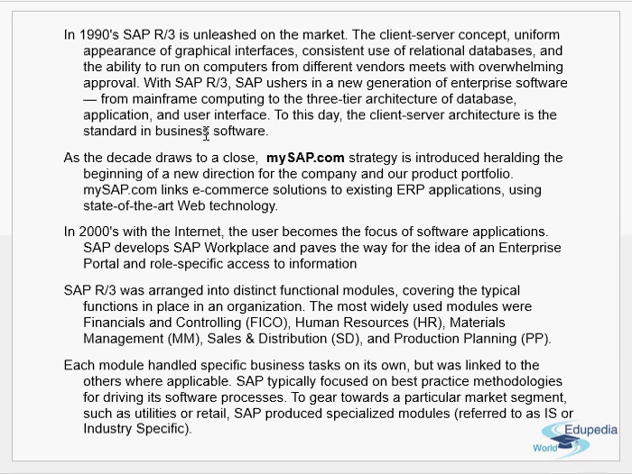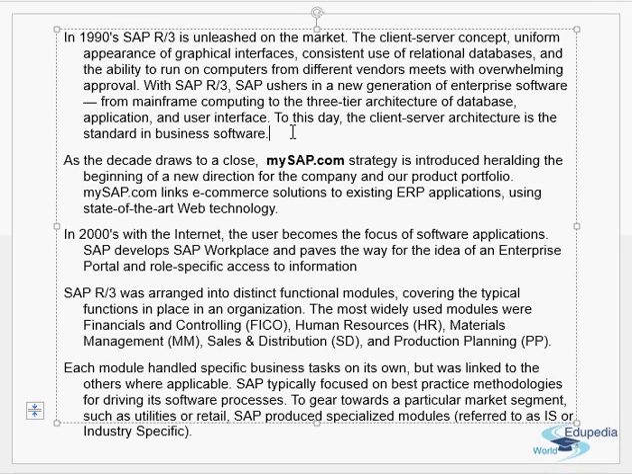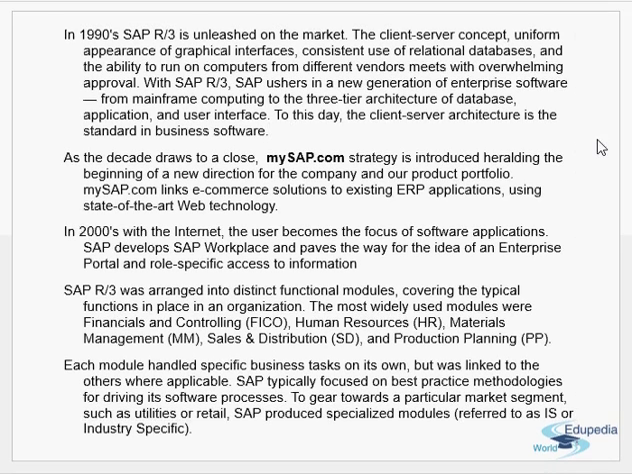With SAP R3, SAP ushered in a new generation of enterprise software, from mainframe computing to a 3-tier architecture of database, application and user interface. To this day, the client-server architecture is the standard in business software. So R3 is a client-server architecture. We have the database layer, the application layer and the presentation, the user interface, on top. And it uses a relational database and graphical interface.